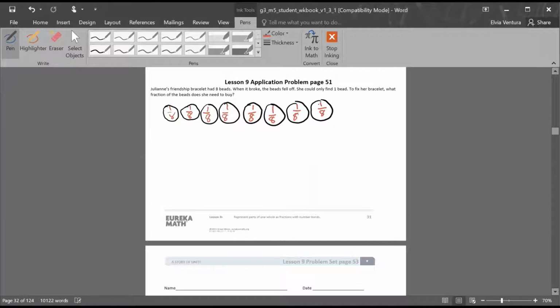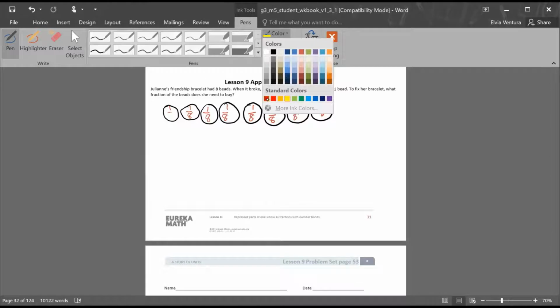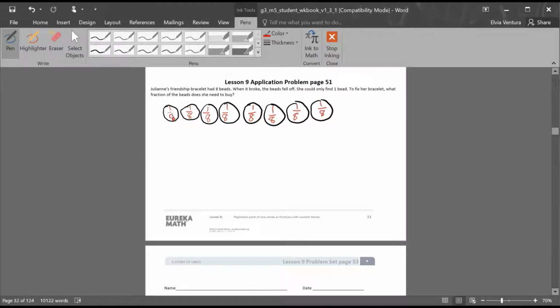And then it says, when it broke, the beads fell off. She could only find one bead. So now I'm going to, oh, why didn't I write 1/8 there? I'm going to write 1/8. She could only find one. So this is the one that she found, but she didn't find any more. So now let's label this.